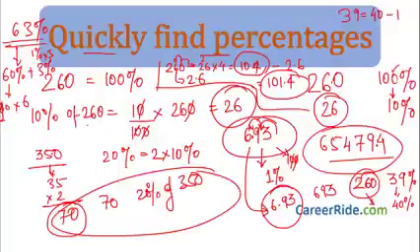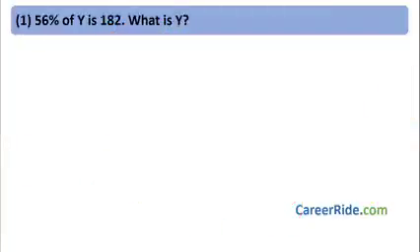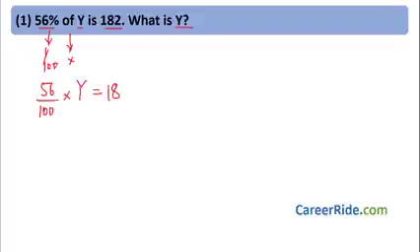Now let's move on to some sums related to percentage. Question number 1. 56% of y is 182. What is y? Very easy sum. Let's see. You know percentage means what? Divide by 100. Of means what? Multiplication. So what they are saying? 56 divided by 100 multiplied by y. 56% of y is 182. We want to find the value of y.